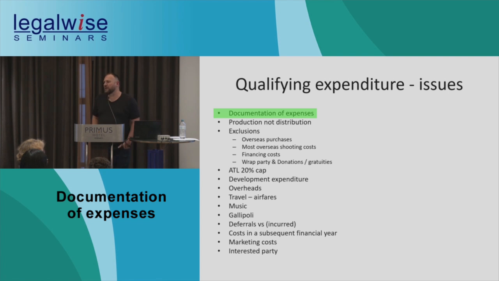And just for my final slide, I thought I'd run through a couple of the most common issues that you get for certain expenses when you're looking at getting your qualifying expenditure. So, documentation of expenses. Obviously, you're putting in a tax return. You've got to be able to document all your expenses. You're going to go through an audit process. Documentation of expenses is quite important.